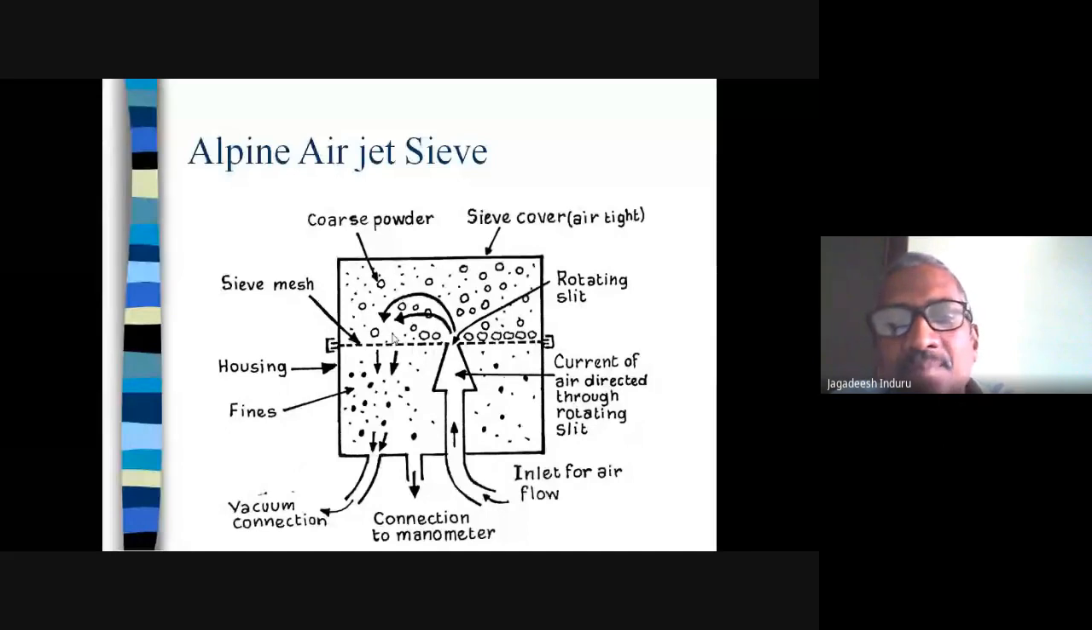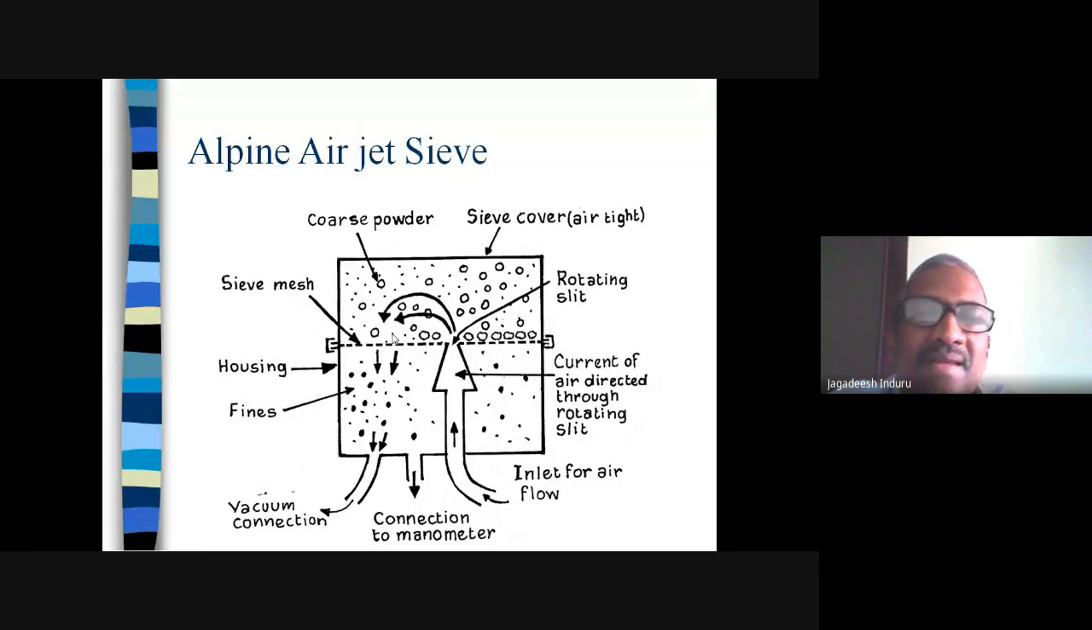Even if any mesh has got blocked, because it is an air jet at the bottom, you can push the blockage from the bottom and remove the blocks. It means blocks will not be any issue in this particular case. That is the reason this has a specific advantage of using the Alpine air jet. Of course, depending upon our requirement, we can attach a manometer to see how much pressure difference we want to create. And there is a slit with optional rotation to move your jet to the place where it has the blocks also.